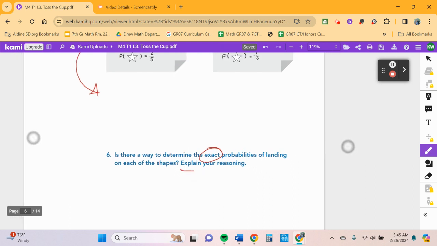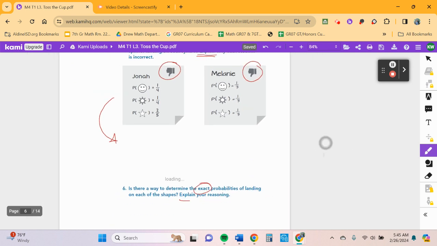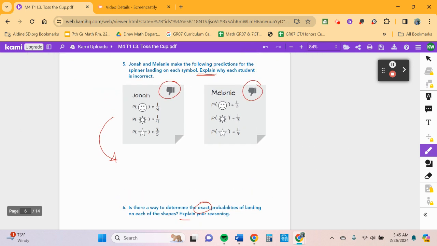So at this point, you're going to pause here. You're going to answer questions 5 and 6 on your own or with a partner. Pause here, take about 2 minutes max. So 2 minutes max, 5 and 6, pause here.